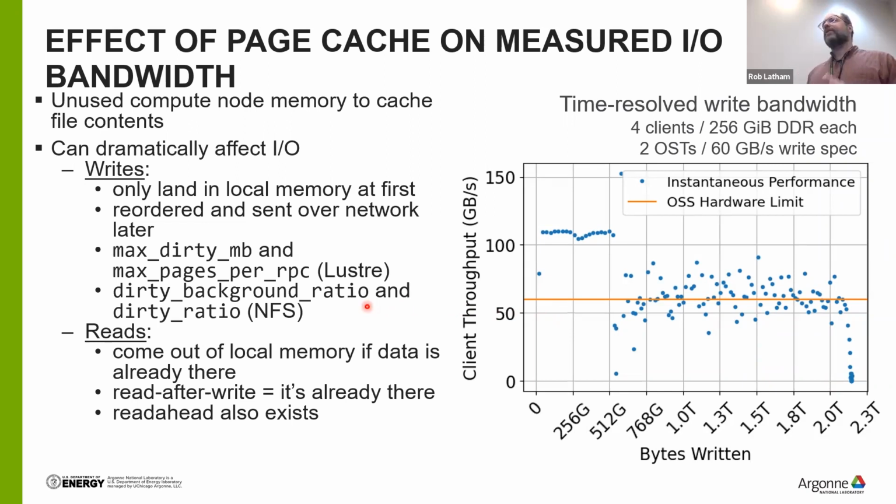There are a lot of caches in the software stack, and so we can play around with a lot of these different parameters here. The number of megabytes and how many pages per RPC that Lustre has. Maybe NFS has some things. I wouldn't recommend using NFS for your parallel file system. But the point here is, if you haven't disabled the page cache and then you do some benchmarking and then you read it back, you're going to be hitting the page cache and not the actual storage device.